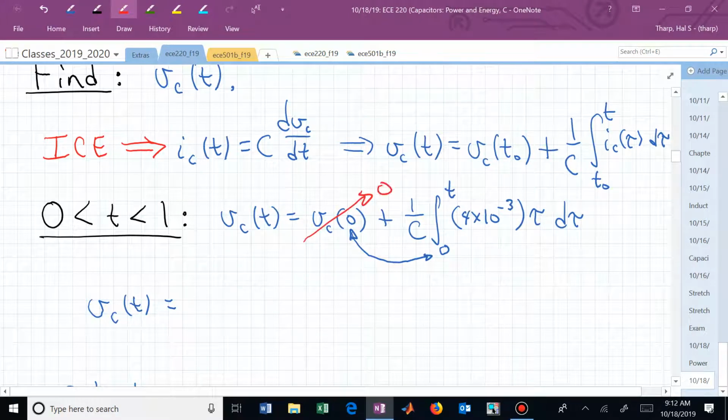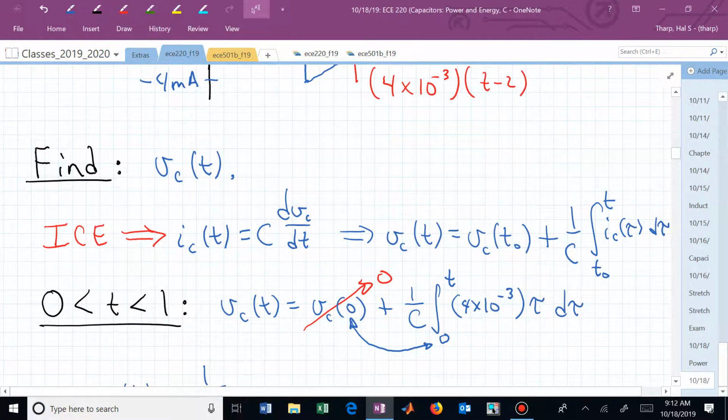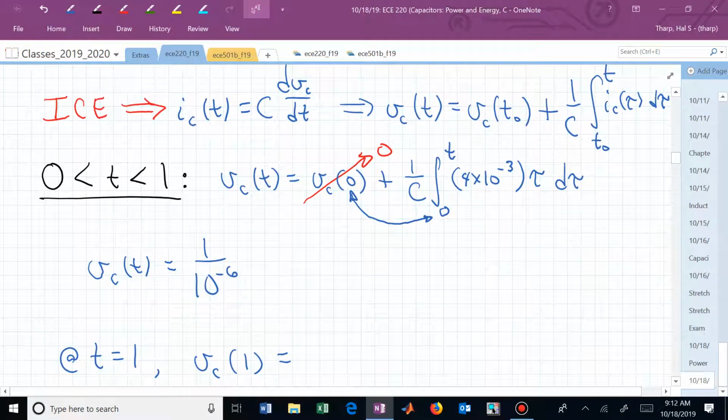We were given that the initial voltage was 0. That now goes away. We were told what the initial capacitor voltage was. V sub c of t is now 1 over the capacitor, and the capacitor was 1 microfarad, I think. Is that what it was? Yes, it was 1 microfarad. C is now 10 to the minus 6.